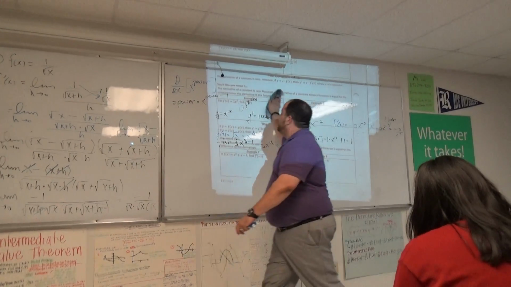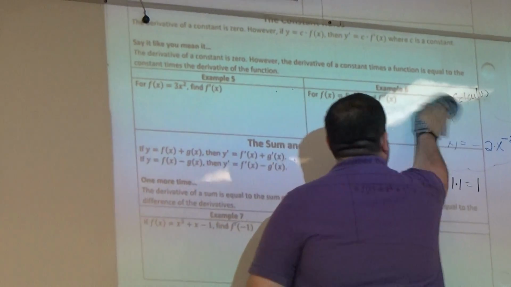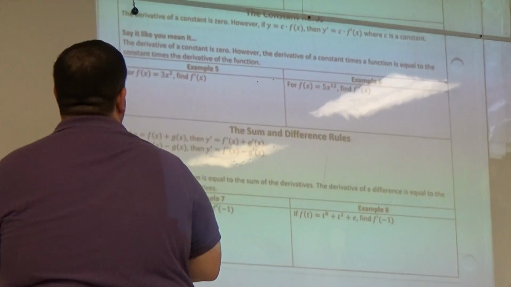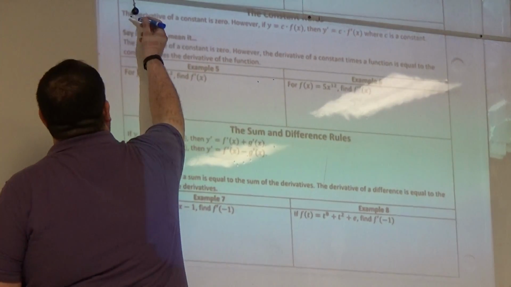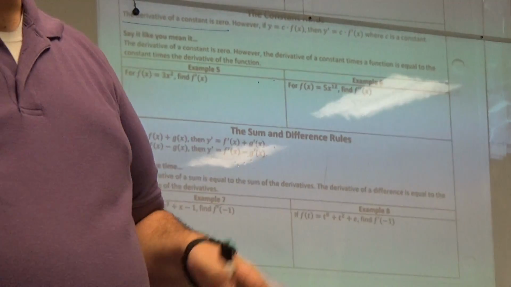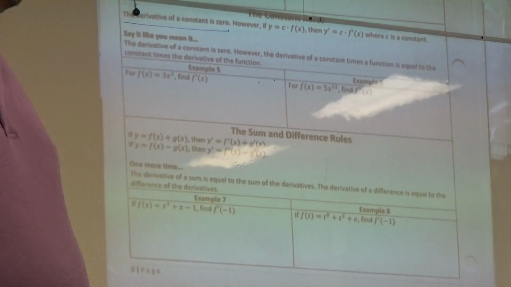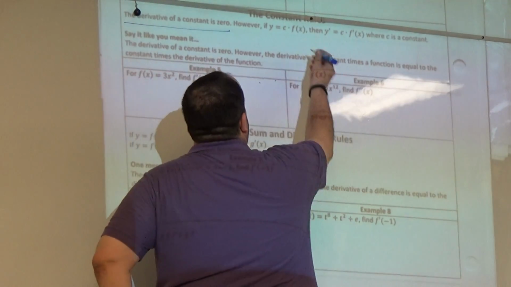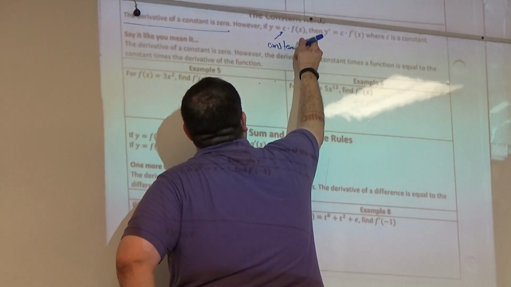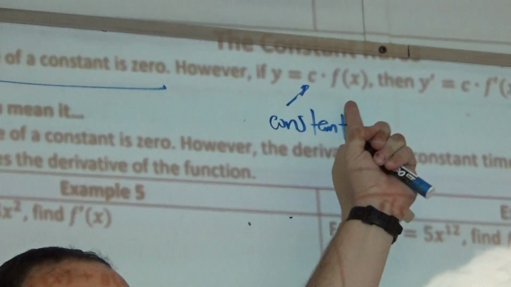Some of these are just going to be very, very natural. Okay, 2 new rules. You got to keep them separate in your head. If I asked you to find the derivative of a constant, the derivative of a constant is 0. Always and forever, the derivative of a constant is 0. But if we're talking about a constant times a function, then what you do is you leave the constant alone and you just take the derivative of the function.